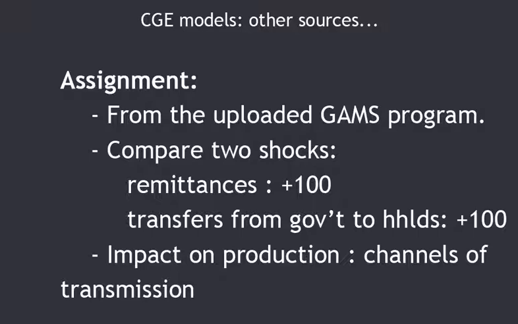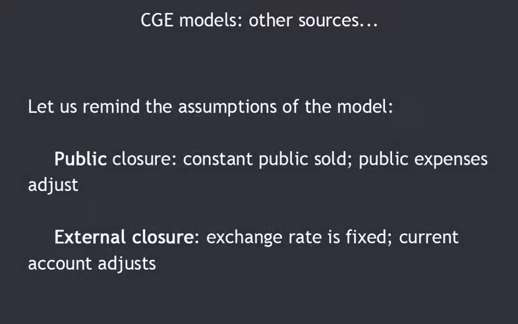I ask you to pay particular attention to the impact on productions by explaining the channel of transmission. So first, let us start by recalling the assumptions of the model. With regards to what is usually referred to as public closure, the public balance is constant, and in the event of a change in public revenue, public expenditure is adjusted. With regard to external closure, the exchange rate remains constant, and the current account adjusts in the event of a change in household savings and/or in investment.